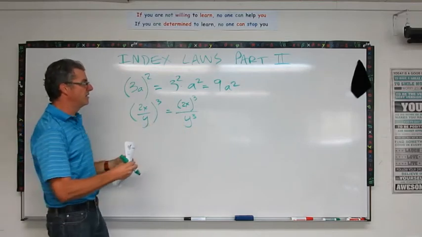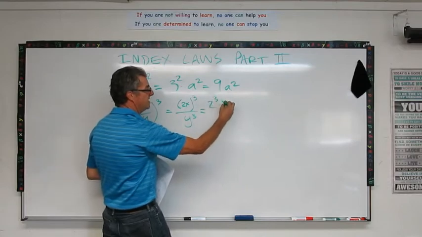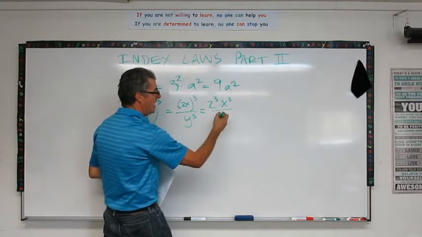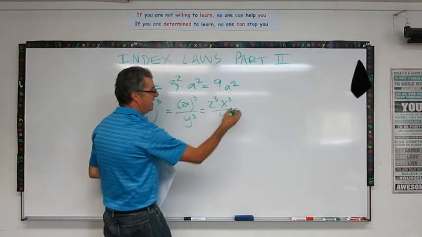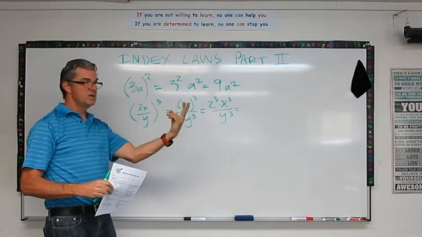We have a y to the third. Let's finish. This is 2 to the third times x to the third over y to the third. And we can finally simplify because we know what 2 to the third is. 2 times 2 is 4, times 2 is 8.